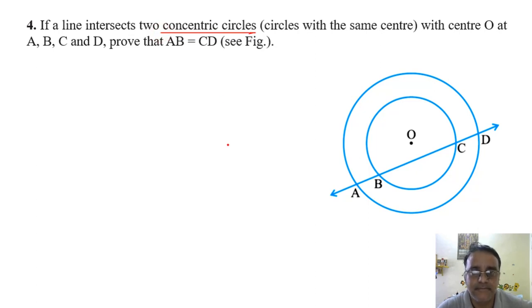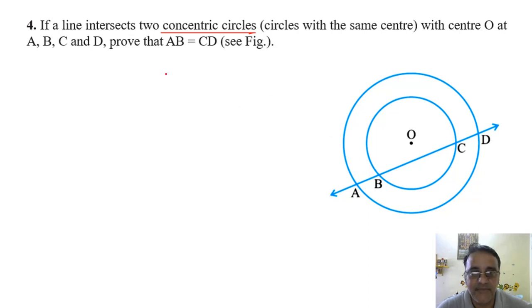Circles with the same center. Already it is written here. Circles with the same center. So the big outer circle and the inner circle both have the same center, that is O. So these two circles are called concentric circles. With center O, they are intersecting a line at 4 points A, B, C and D.